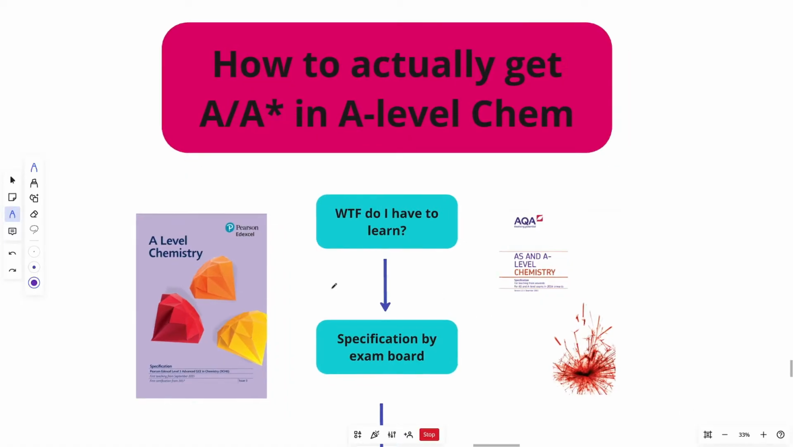Let's do this. This is relevant to any exam board, anywhere in the world. Just follow these steps and you're going to be good to go, okay? Even IB, this can be replicated in, okay? So first off, what do I have to learn?